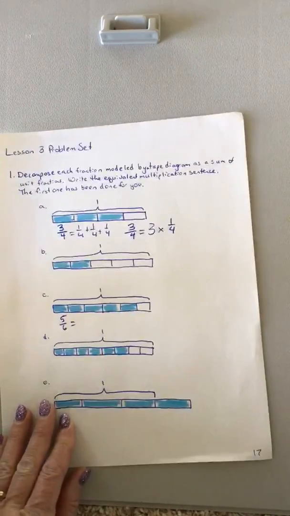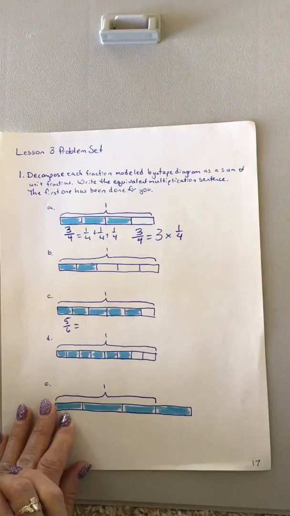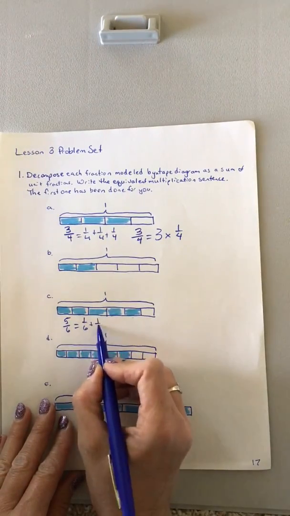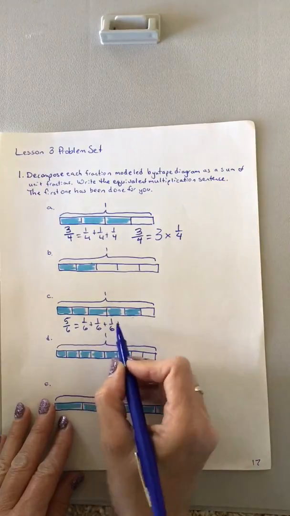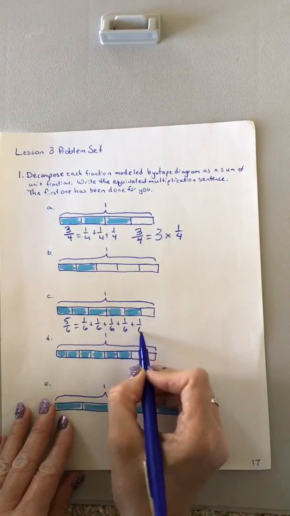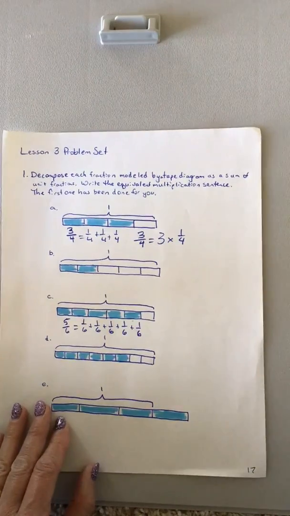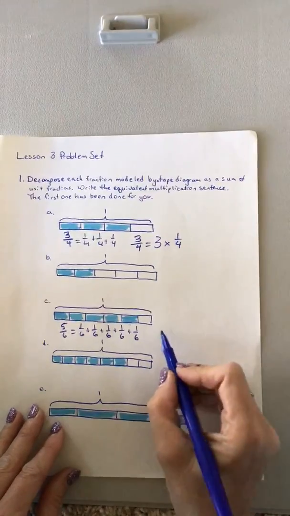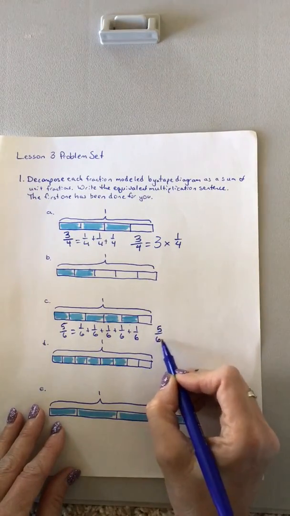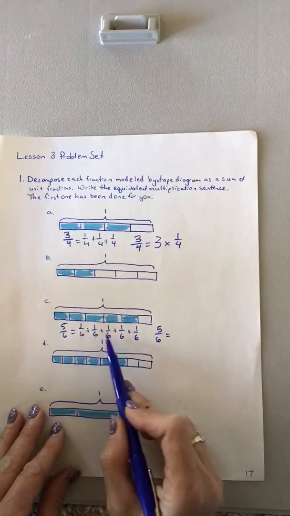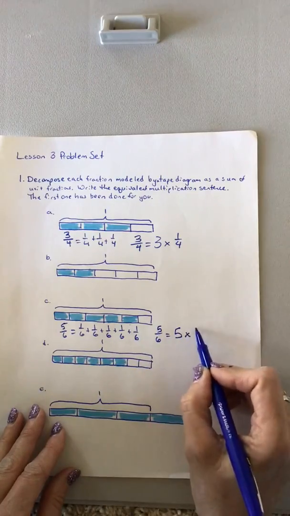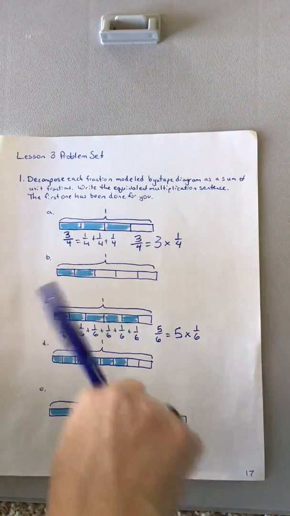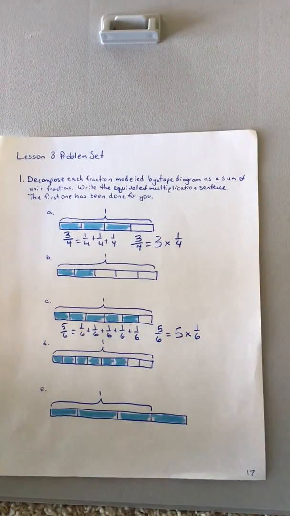Okay, now we're going to do how many units are added together. Okay, if there's 6, each one is worth 1/6. 1/6 plus 1/6 plus 1/6 plus 1/6 plus 1/6. So I have to do that 5 times because that's what repeated addition is. Now we're going to make it easier. Our 5/6 as a multiplication problem is equal to 5 times 1/6. That's it. Okay, I want you to do B, D, and E on your own.